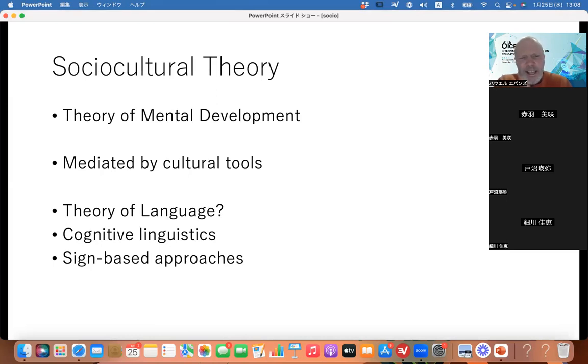And I would say there are linguistic theories that support that, that fit with it. Some people say not. They say there is no theory of language for sociocultural theory. I'm not really sure of that. I would say cognitive linguistics generally fits in with sociocultural theory. Sign-based approaches, I think, do fit in.